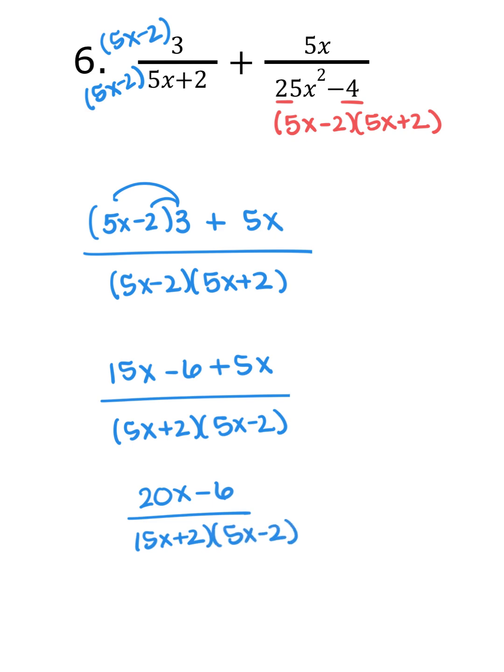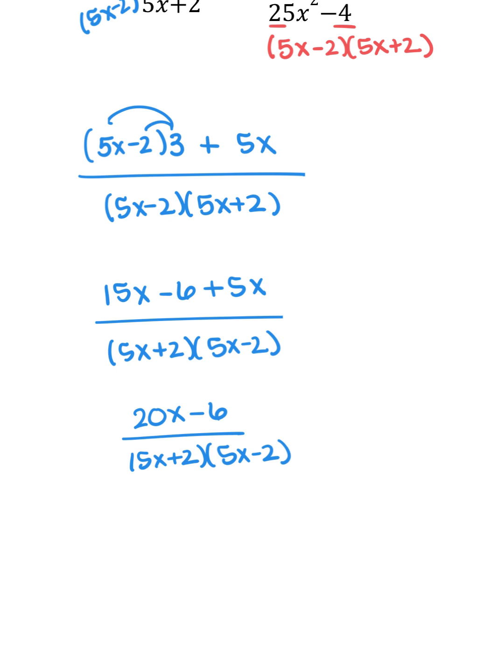And I want to try to factor the top if I can. I can't factor because they're not x squared, but they do have a GCF. They both have a 2 in common. So I'm going to take a 2 out. I'm going to be left with 2(10x minus 3) over (5x plus 2)(5x minus 2).